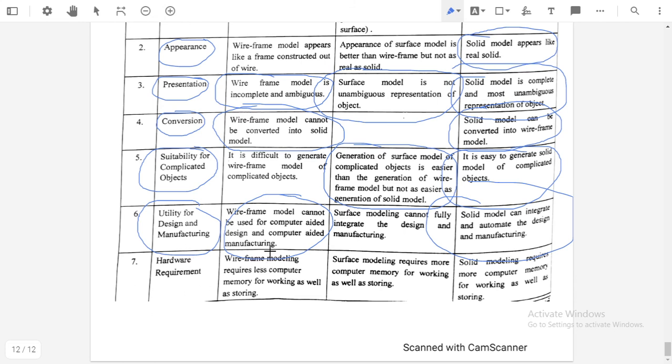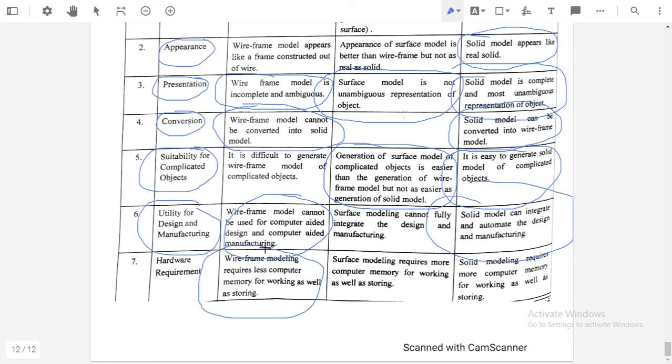Which hardware is required? Wireframe modeling requires less computer memory for working as well as storing. As we discussed in the last unit about wireframe modeling, the size of the wireframe model is very small, and the time required for processing is also less. That's why it requires less computer memory and storage.